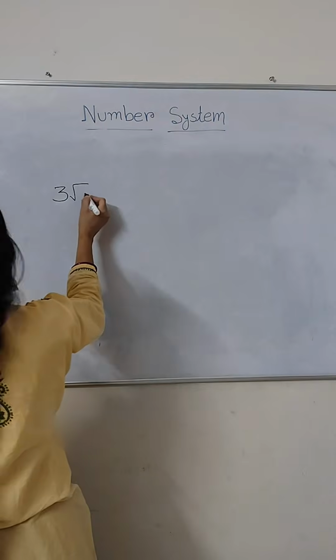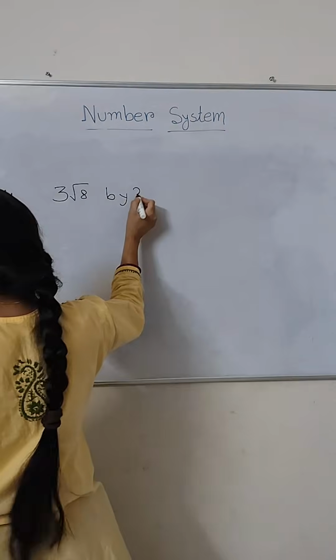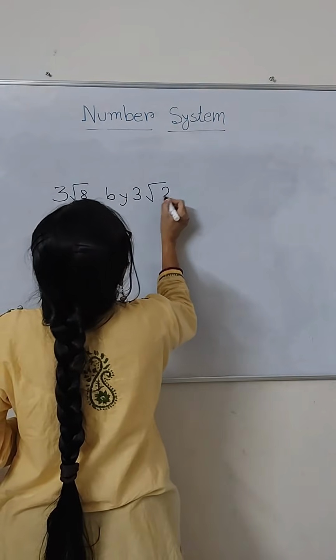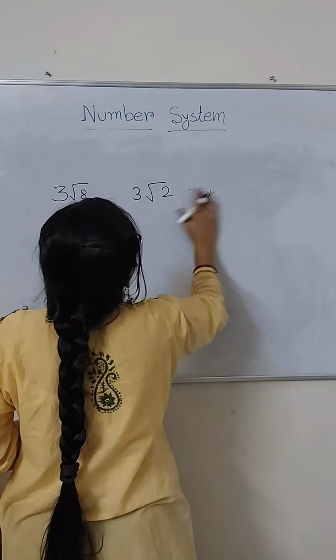3 root 8 by 3 root 2. This is multiply. I am not using this one, I use the multiply sign.